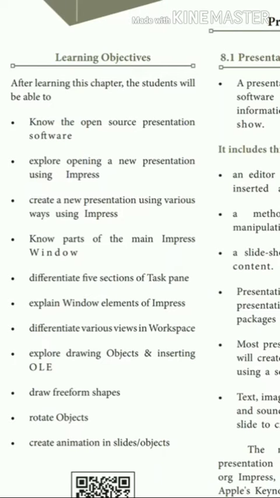Next is draw freeform shapes. You can even draw freeform shapes as you like, by using the mouse and creating a diagram with the pen tool or some other tools. That is freeform shapes. Next, rotate objects. If you want to rotate an object, image or text, then you can do it by using this rotate option. Next is create animation in slides and objects.